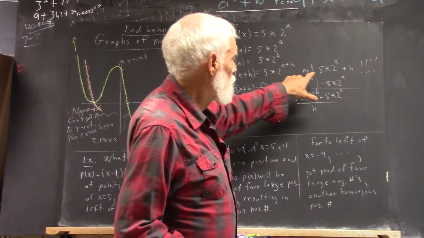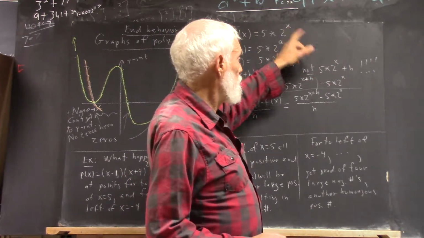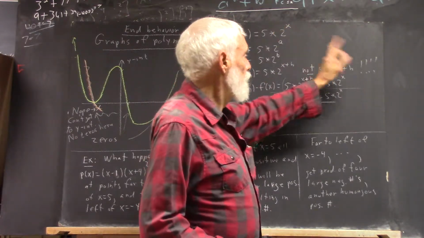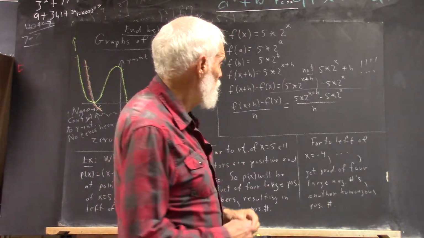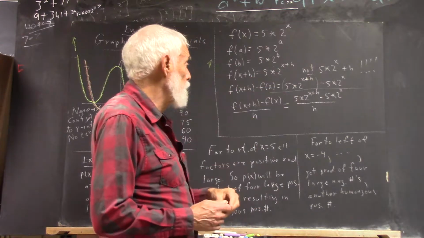Now, a lot of people wrote down 5 times 2 to the x plus h. Well, x hasn't been replaced by x plus h. X is still there as the exponent of 2, and then the h got slapped onto the end of that expression. That's not right. That's not what happens. This is what happens. So you want to be careful about that.